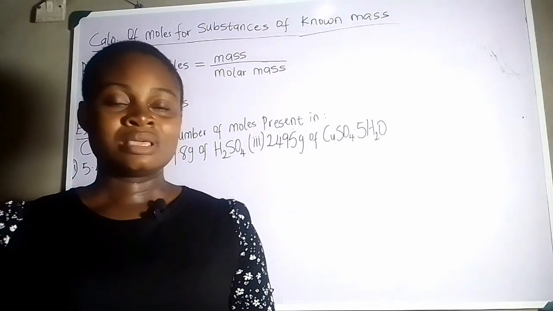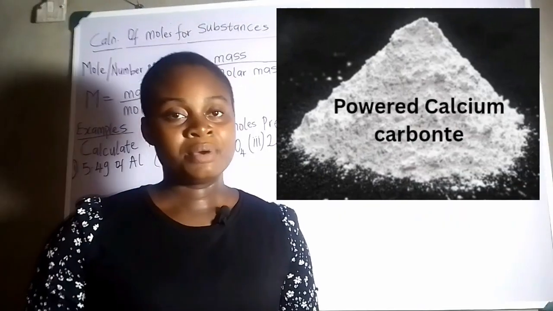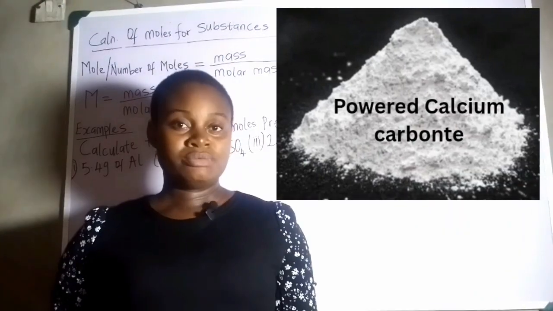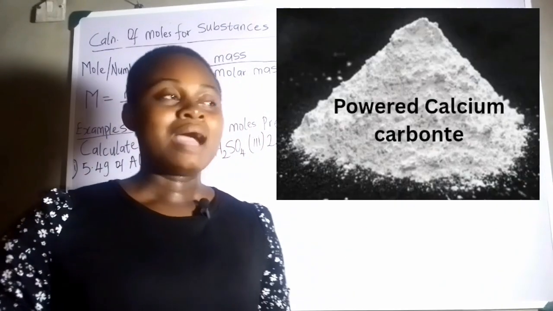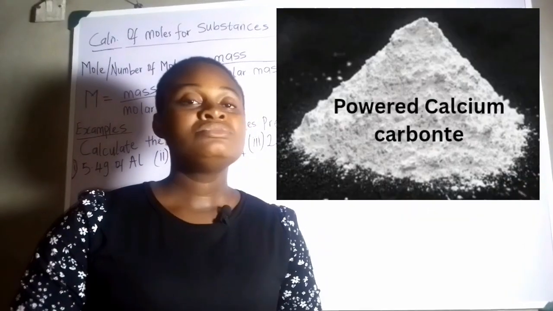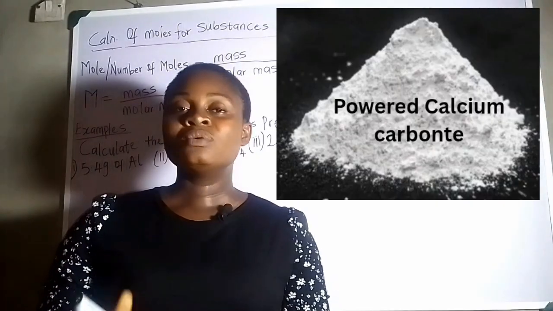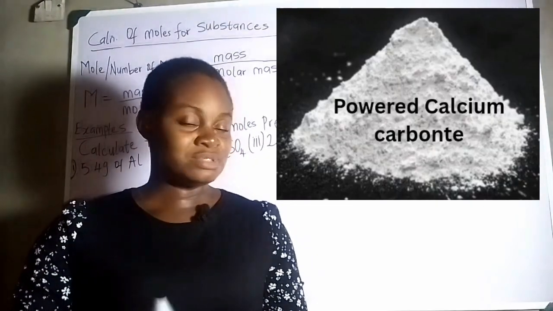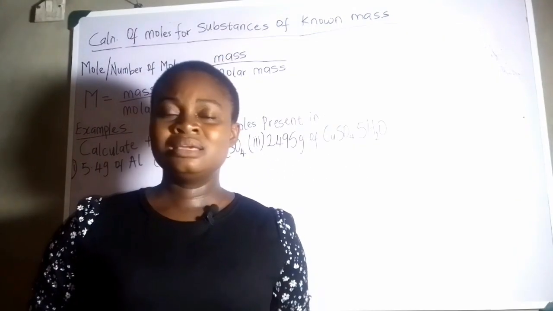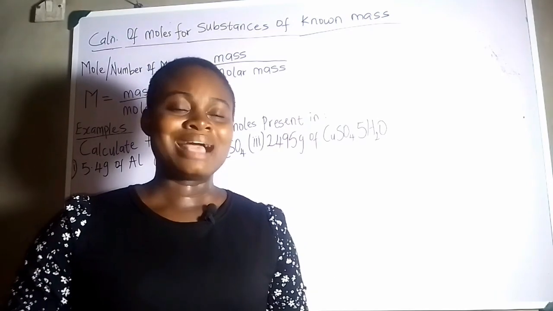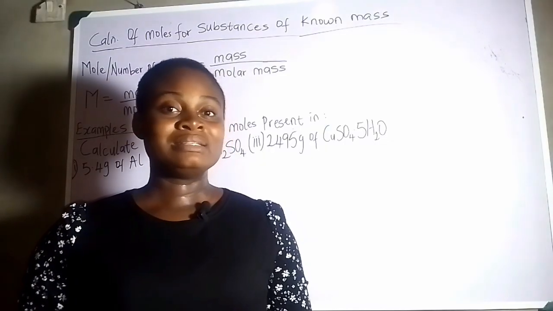Now, let's take for instance calcium carbonate, CaCO3. The molar mass is 100. If I want to get 1 mole of calcium carbonate, I'll simply measure 100 grams of calcium carbonate. And if I want 2 moles, I will simply measure out 200 grams of calcium carbonate. And so it is with sodium. It doesn't matter whether it is liquid, solid, or gaseous. As long as you can weigh the given mass, you can calculate the mole.